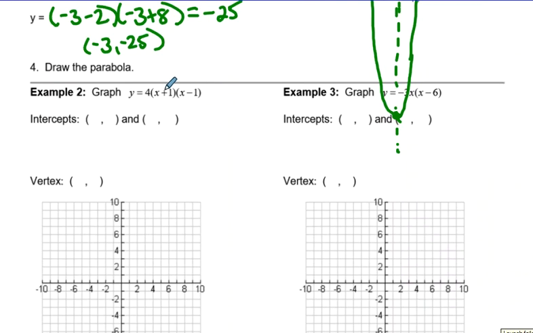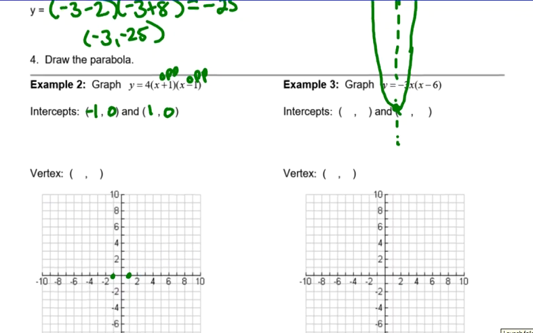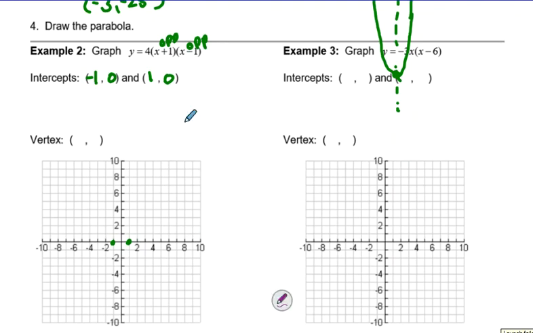Okay, the intercepts come from the opposite of these, right? So the opposite of 1 gives us what? -1. Yep, and then the opposite of -1 gives us 1. So I have (-1, 0) and I have (1, 0). So you're going to graph those two, (-1, 0) and (1, 0). And then your axis of symmetry is halfway between those. So what number is right between -1 and 1? 0. So that's your axis of symmetry. So graph that.